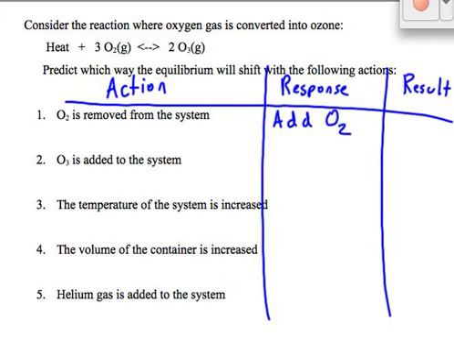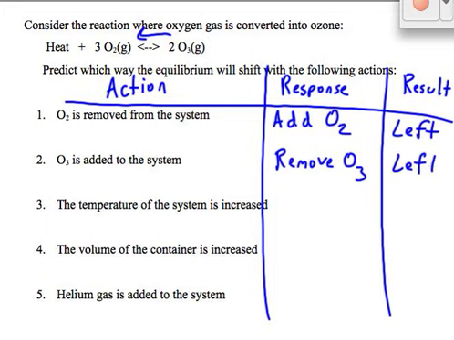And the question is, which way is this going to shift in order to add more oxygen? Well, if I want to add more oxygen, I'm going to shift towards the left to break down more of this O3 and make more oxygen. So my result is going to be a shift to the left in this particular case. Next, my next action is O3 is added to the system. So I'm putting a stress on the system by adding extra O3. The response is going to be to get rid of all that extra O3. I want to remove it. So the question is, which way is going to remove O3? Well, if I go left, I am breaking down my O3 and making more oxygen. So again, the result is going to be a shift to the left.